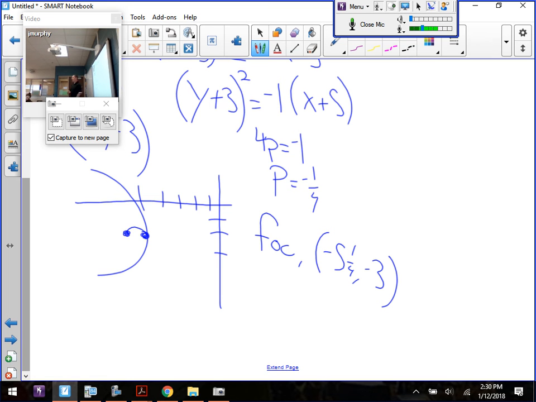This is an example of when a mixed number is just perfectly workable and fine. You don't have to really worry about it. And then when I put my directrix in, your directrix is going to go the other direction a quarter, and it's going to be a vertical line. What's a quarter to the right of negative 5? So your directrix would be at x equals negative 4 3/4. Okay?